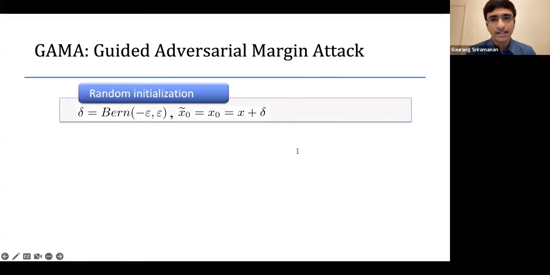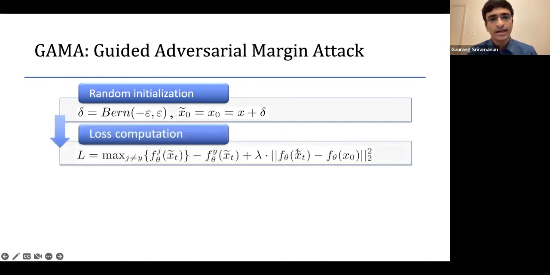The attack is initialized using random Bernoulli noise of magnitude epsilon. This is generally empirically seen to lead to a better initialization when compared to uniform or Gaussian noise, and is seen to result in more reliable gradients initially. At each step, the loss is computed and maximized to find the optimal X tilde for the given iteration.